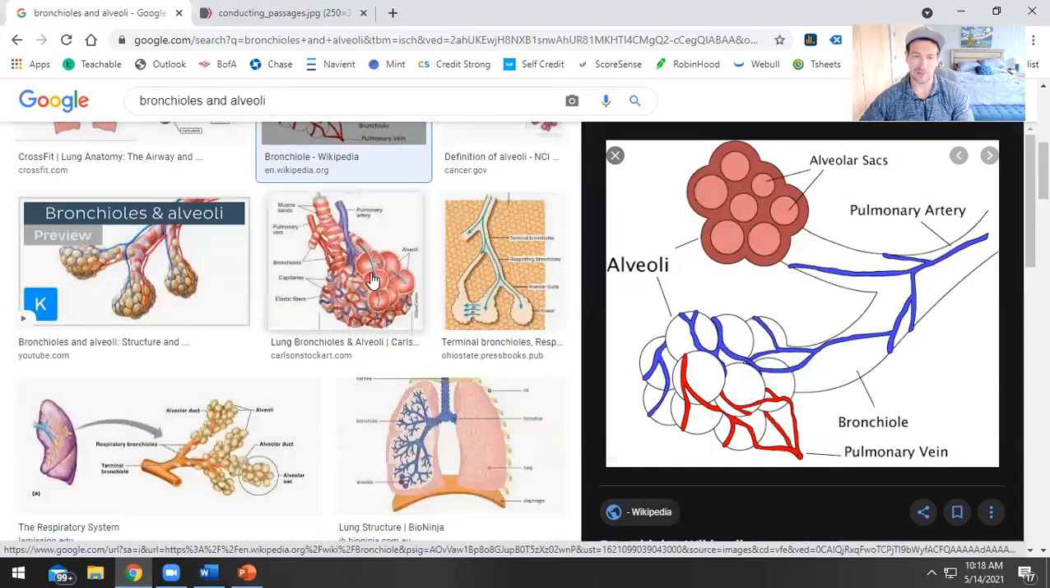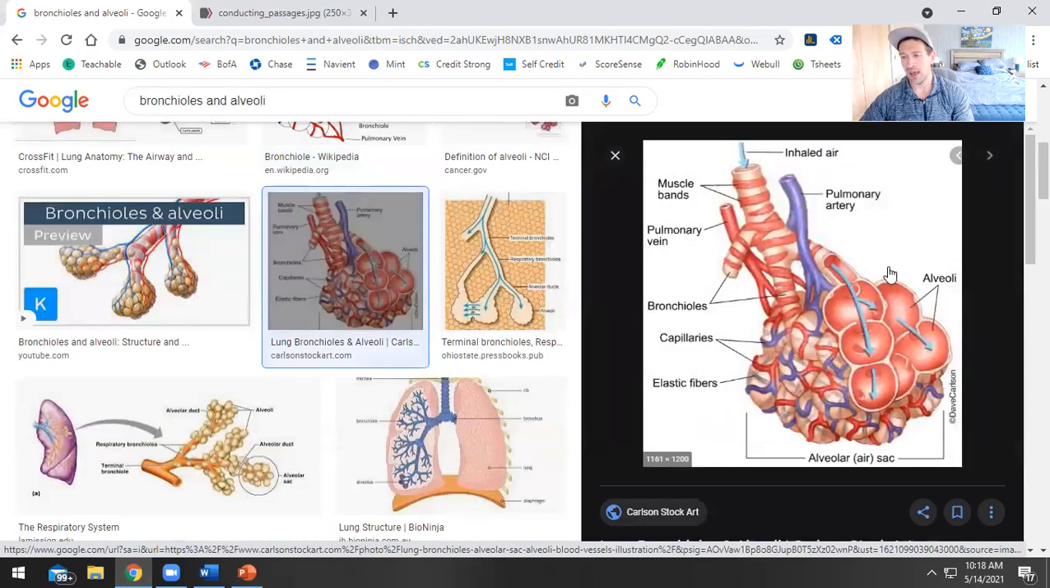It's this constant breathe in, breathe out process, right? So that is what we are seeing in those passageways.